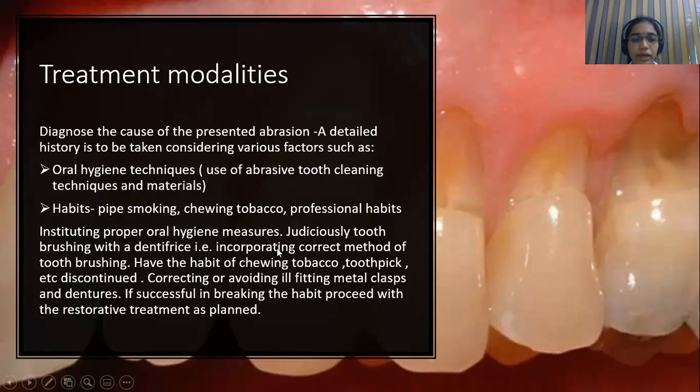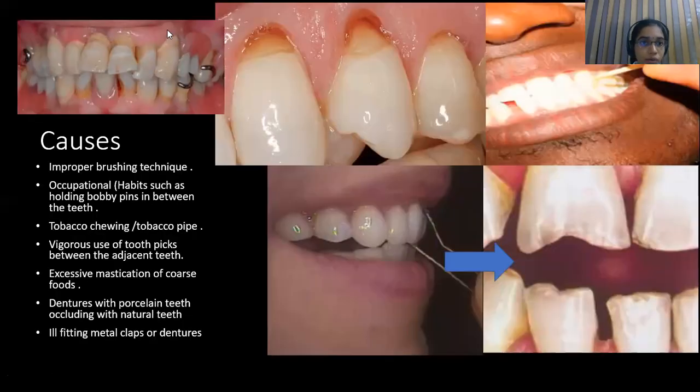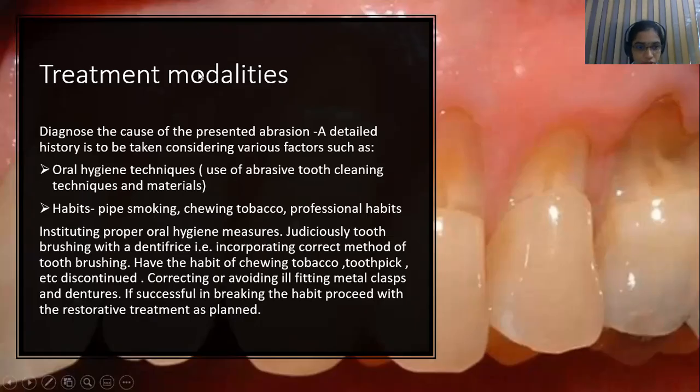Instituting proper oral hygiene measures. The patient has to be advised on proper oral hygiene measures and judicious toothbrushing with a dentifrice, incorporating the correct method of toothbrushing. The habits of chewing tobacco, toothpick use, etc. have to be discontinued. Correcting or avoiding ill-fitting metal clasps or dentures. If successful in breaking the habit, proceed with restorative treatment as planned.